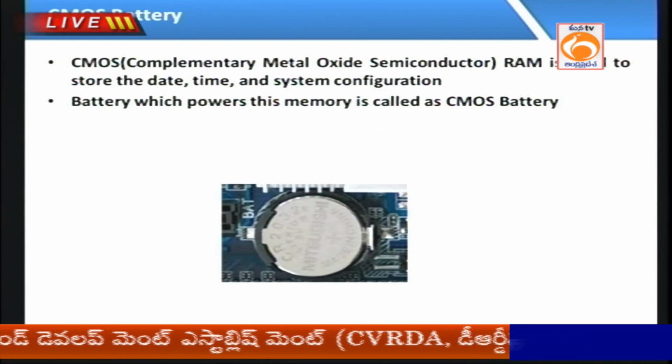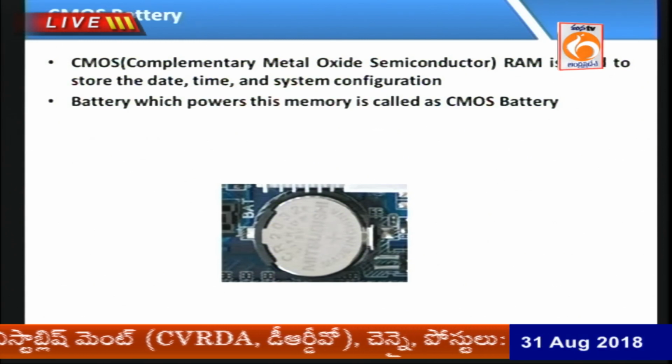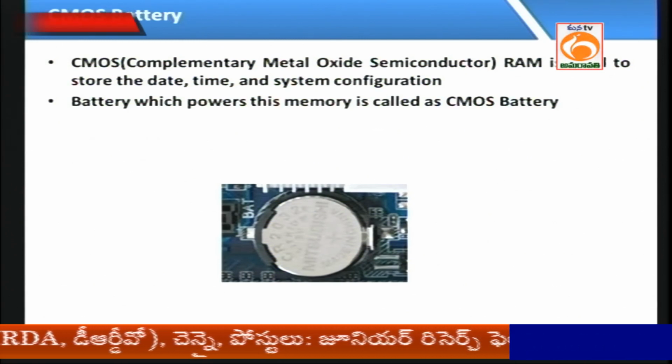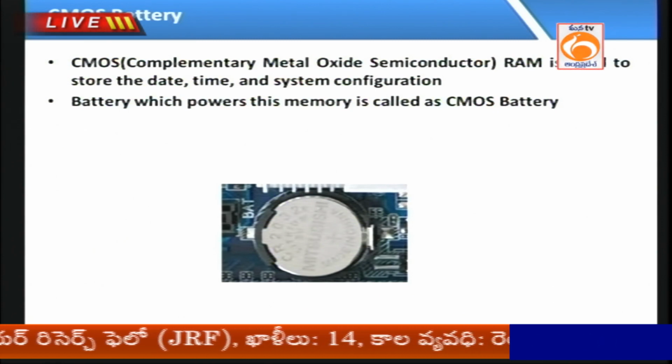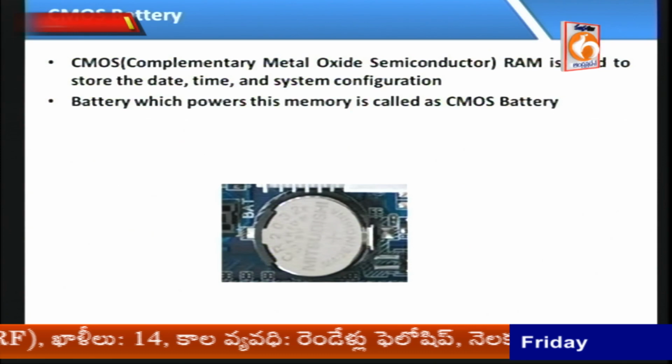In this slide, we are going to discuss the CMOS battery. The battery which powers this memory is called a CMOS battery. As per the previous session, we discussed that the CMOS chip is always integrated with the South Bridge of the computer motherboard. The battery which is used to provide power to the CMOS chip is called a CMOS battery. Okay? Battery is different, chip is different.